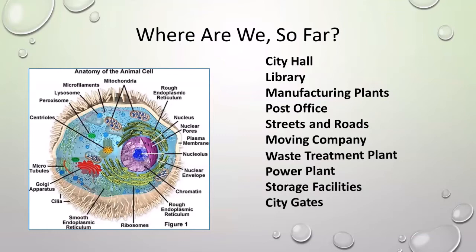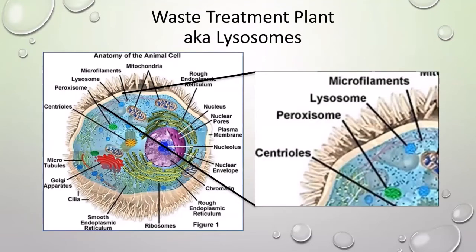So we have a couple of things to go yet: the waste treatment plant, the power plants, and the city gates. So we'll look at those. The lysosomes could be thought of as the waste treatment plant. And here are the lysosomes, the little blue things here. And we're not covering the peroxisomes or the centrioles or those things. But here are the lysosomes right here and here.